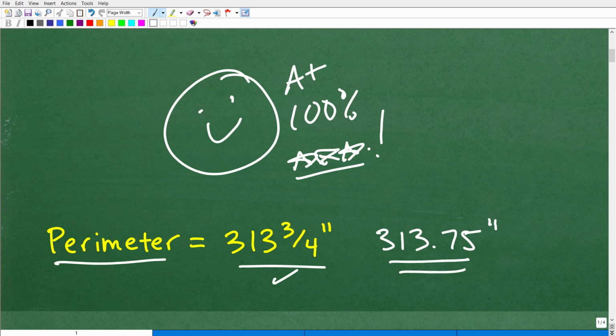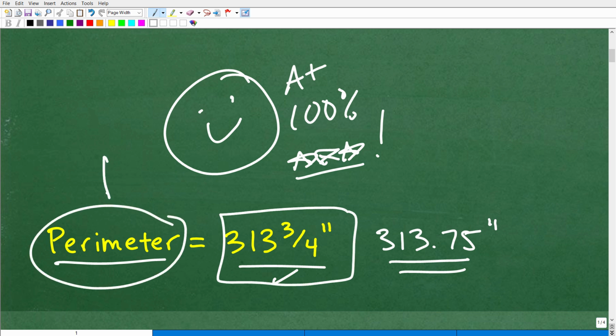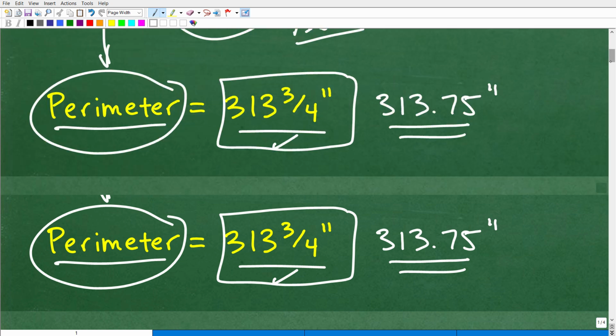Anyway, so this is the correct answer. If you didn't get this answer correct, well, there's probably two reasons why. One, you made an error when you were actually calculating the perimeter, or two, you don't understand what the perimeter is. So let's go ahead and answer those questions right now.